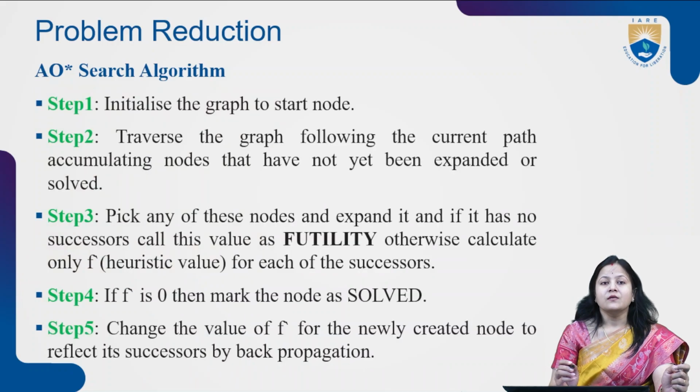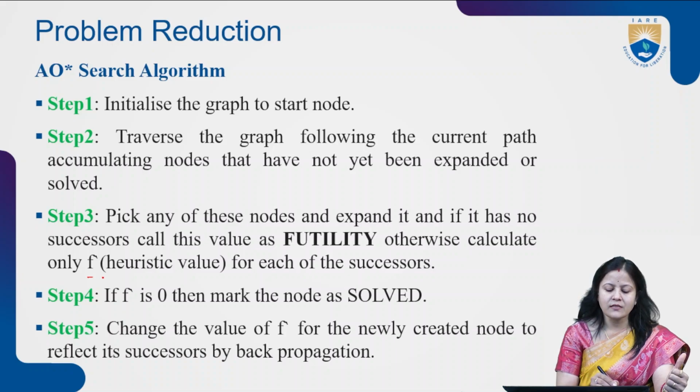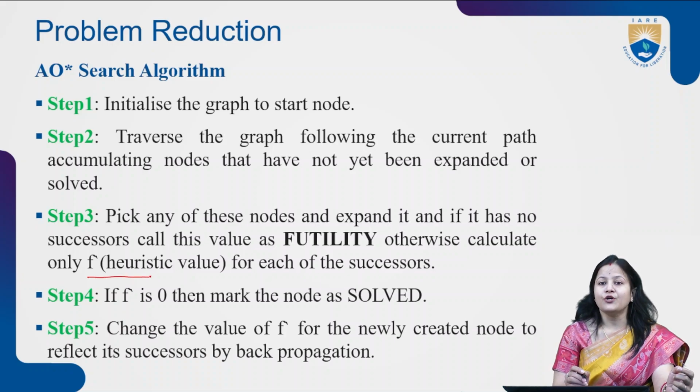Now, let me discuss the AO star search algorithm. It requires a number of steps. Step 1 says initialize the graph to the start node. Step 2, traverse the graph following the current path, accumulating the nodes that have not yet been expanded or solved. Step 3, pick any of these nodes and expand it, and if it has no successors, call this value futility. Otherwise, calculate f dash, which is the heuristic value, for each of the successors.